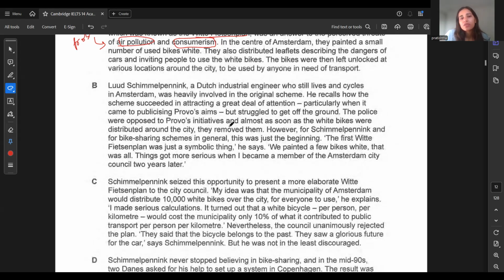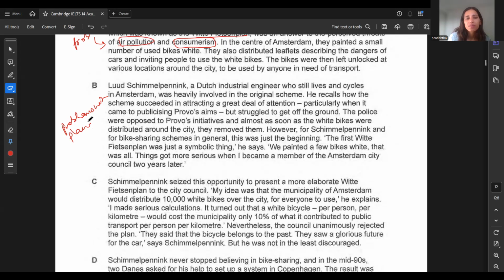The police were opposed to Provost's initiative. Almost as soon as the white bikes were distributed around the city, they removed them. So those were the problems with the plan. However, for LS and bike sharing schemes in general, this was just the beginning.